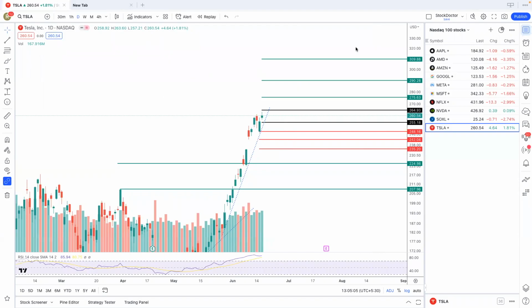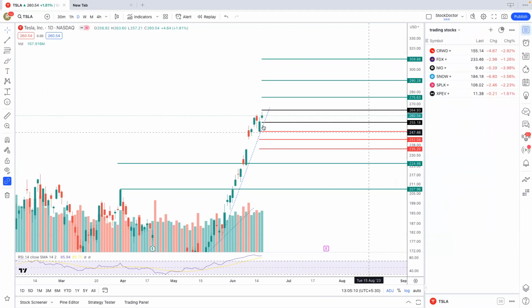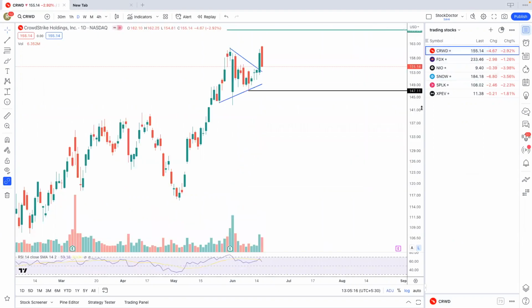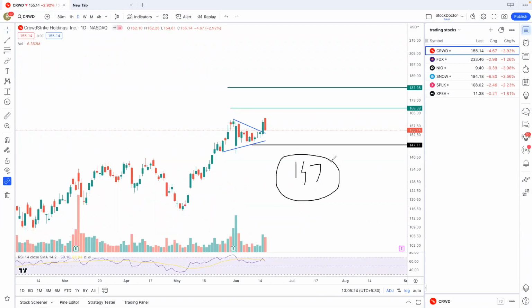Okay, so these were the Nasdaq 100 stocks. Let's talk about 6 stocks which I mentioned on the Discord channel. We will quickly review only the stop loss levels and the target levels. For CRWD, one should hold unless it breaks 147. If it breaks 147 and stays below that, one should exit. The first target is 168. The second target is 181.